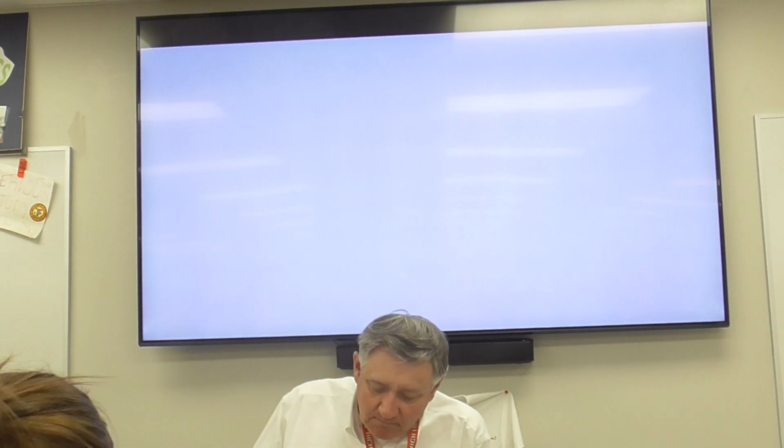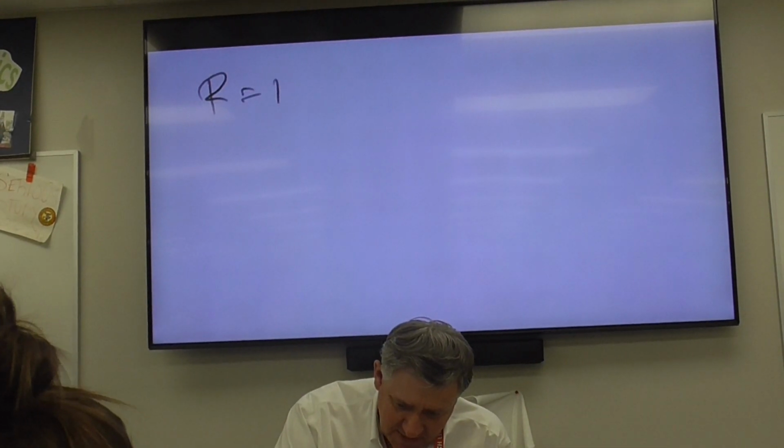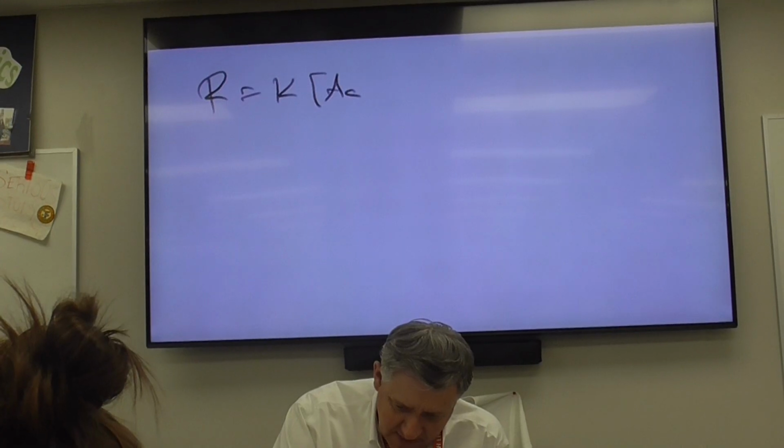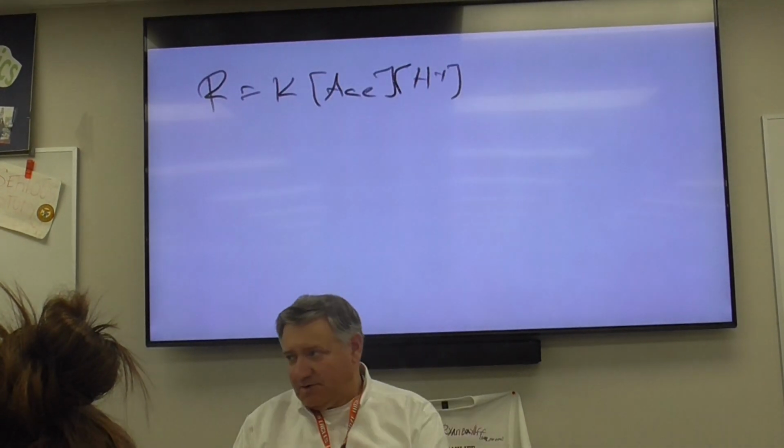Okay, so let's talk about the lab. Here's the big picture. The first thing you did is you figured out the order of magnitude by changing the concentrations. Hopefully you figured out that it was dependent upon two things: the concentration of the acetone and the concentration of the hydronium ions.